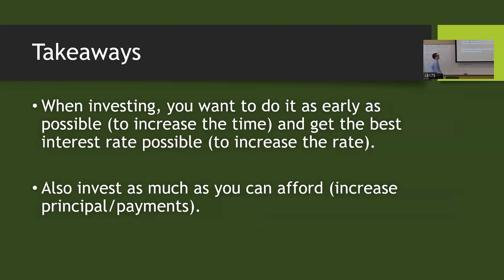So the amount we're going to have at the end, the interest gain, is going to be more than a factor of 3 if the time gains by a factor of 3. And so we come away with the same takeaways that we did when we looked at the comparison in the lump sum formula. When we're trying to do investing, we want to do it as early as possible. That way we increase the time that we gain interest. We also want to get the best interest rate possible. That increases the R. And then we also want to invest as much as we can afford. That can increase the principal or the payments.